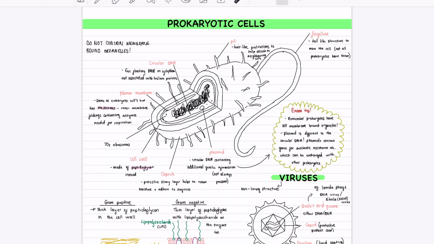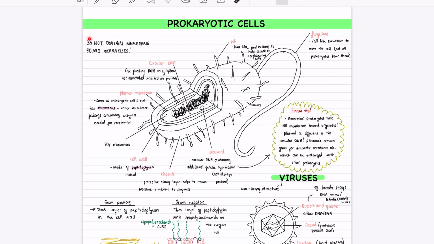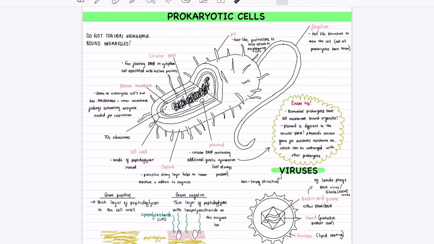In this video, we will be going over prokaryotic cells and viruses. It is important that you know the structure of prokaryotic cells and are able to compare them to the structure of eukaryotic cells. One main difference to know between prokaryotic and eukaryotic cells is that prokaryotic cells do not contain membrane-bound organelles. An example of a prokaryotic cell is bacteria.